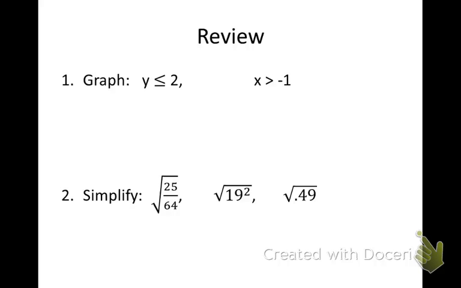So today we're reviewing to get ready for our quiz. First thing we're going to talk about is how to graph some inequalities. So remember how to read them first. Y is less than or equal to 2.